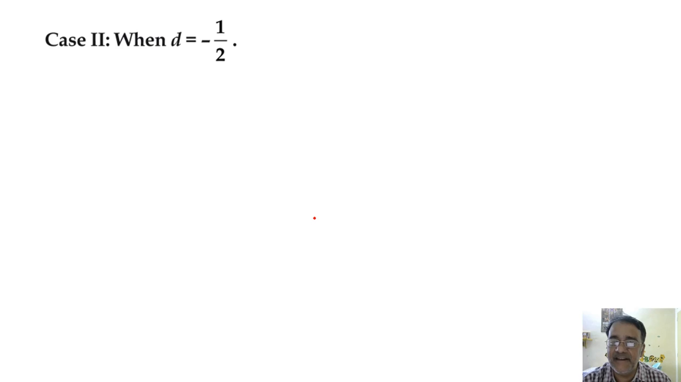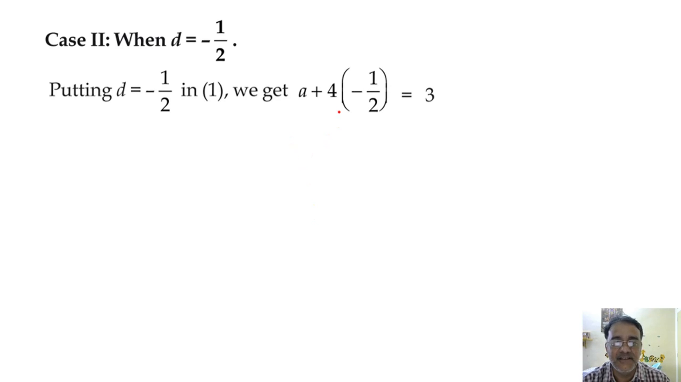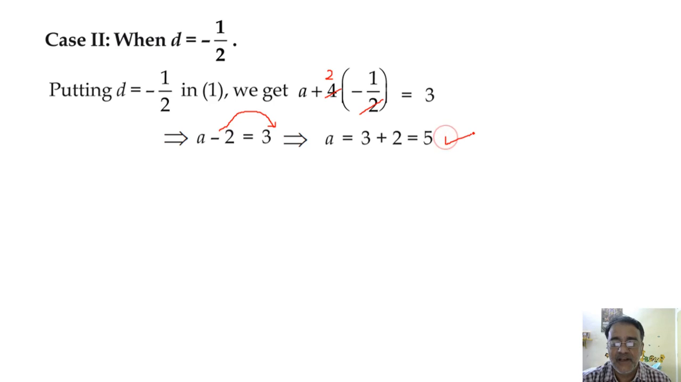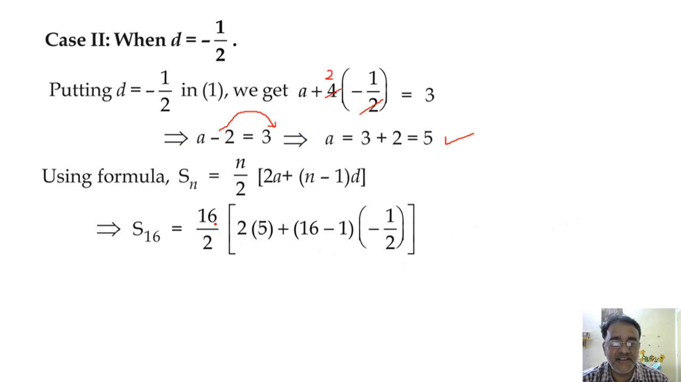Now the same thing we have to find for D is equal to minus half. So first we will find A by substituting in A plus 4D is equal to 3. So here this is cancelling. So A minus 2 is equal to 3. So if you shift minus 2 here, what will you get for A? 5. Right, 5. Now we will substitute the values of A and D in the Sn formula, S16. So S16 is 16 by 2, 2A that is 2 into 5, plus (n minus 1, that is 16 minus 1) into D, that is minus half.